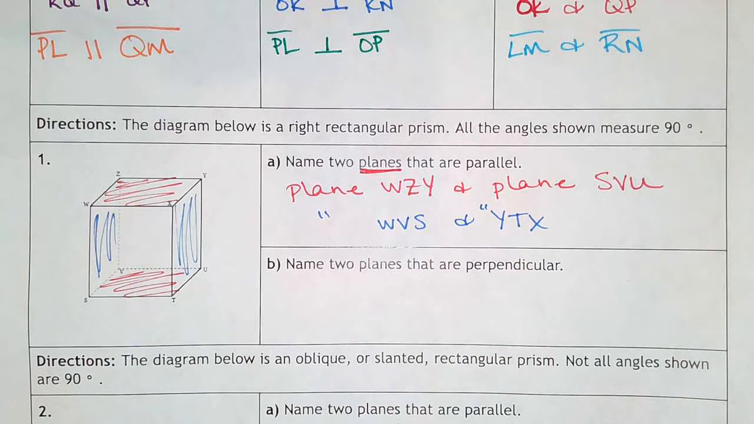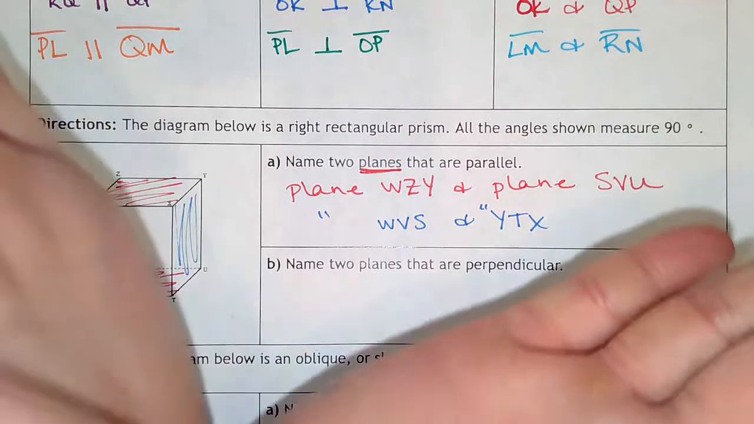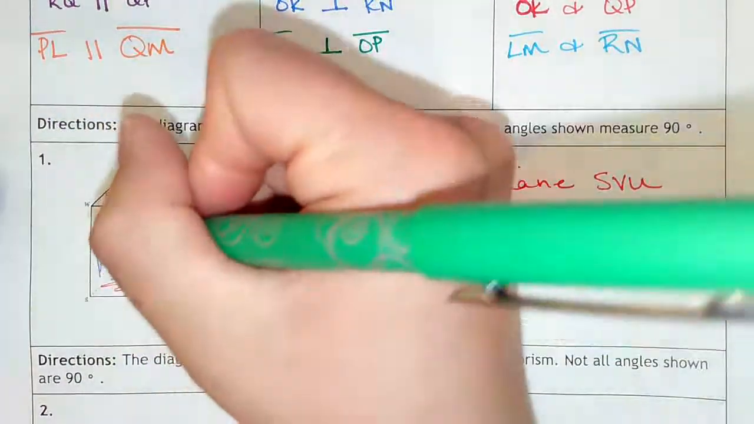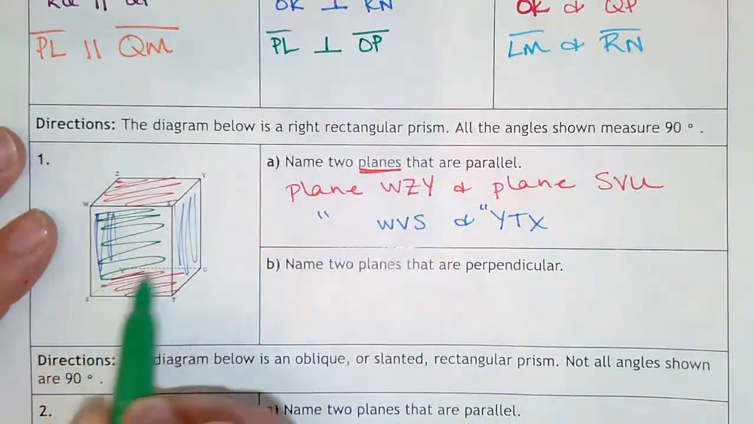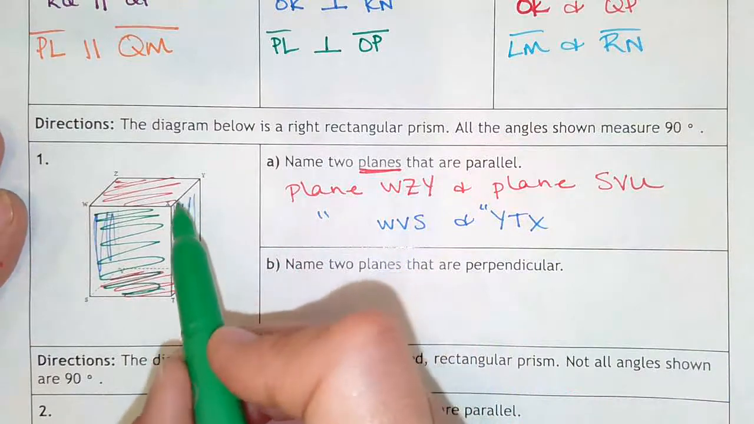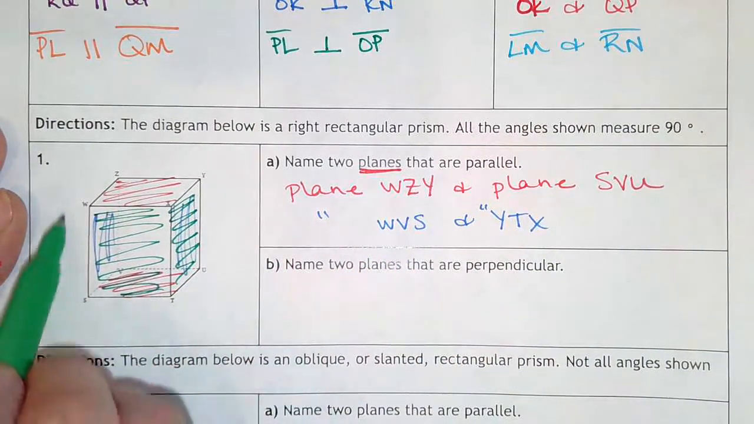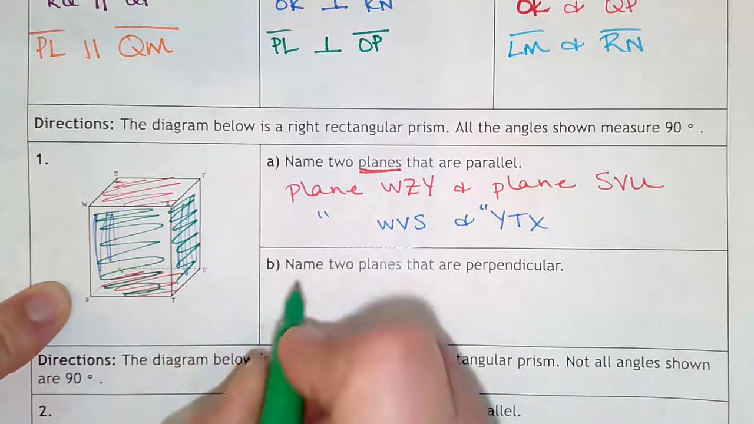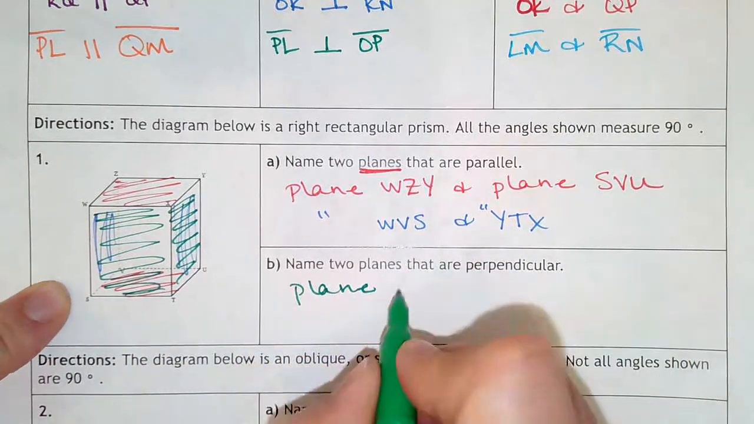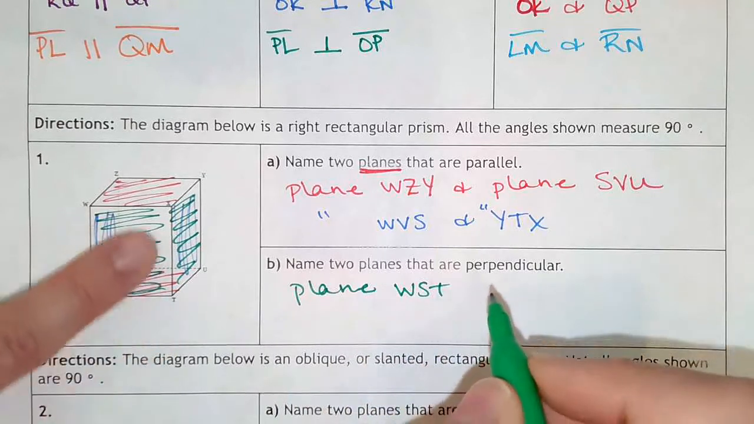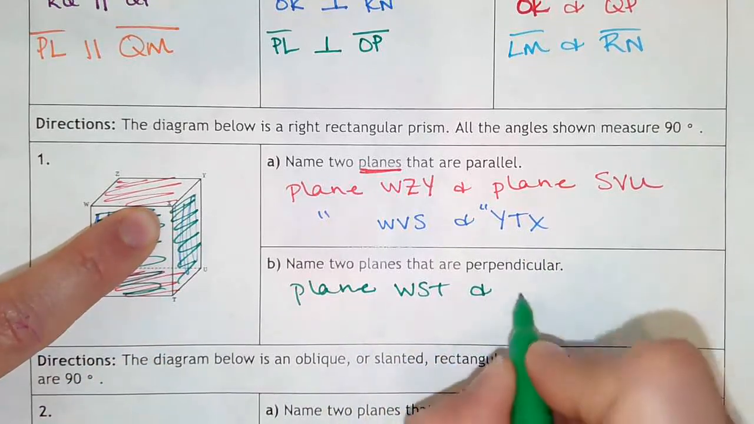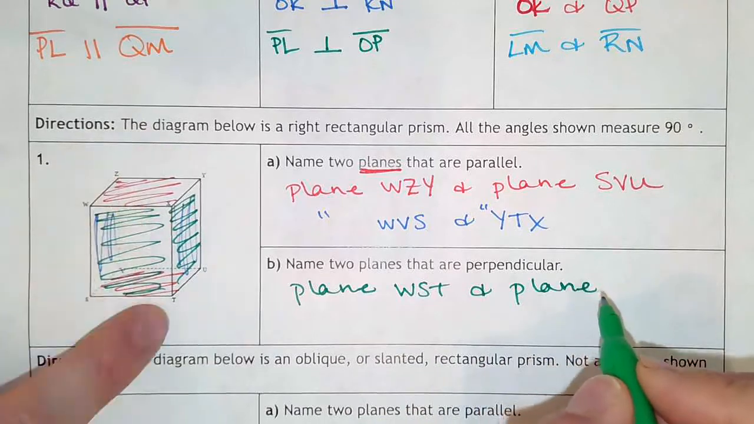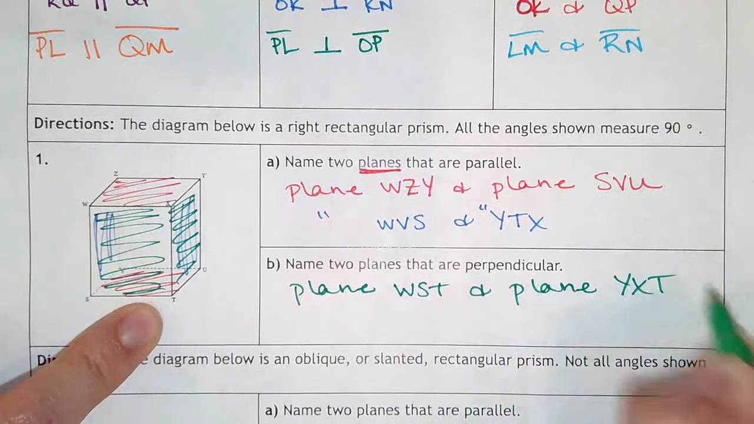Name two planes that are perpendicular. Okay, perpendicular, they need to be two planes that butt up next to each other, make a 90. So that would be like this front, and it could be this side, it could be the bottom, this side, the top, any two planes, two flat surfaces that come together to make this 90. So I would say plane WST, that was the front, and then plane YXT.